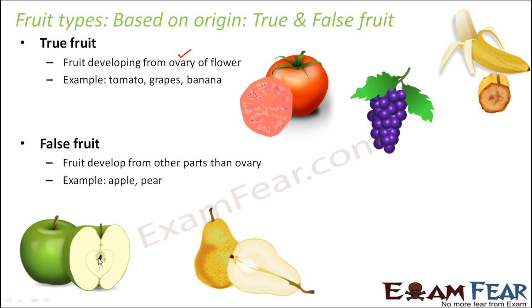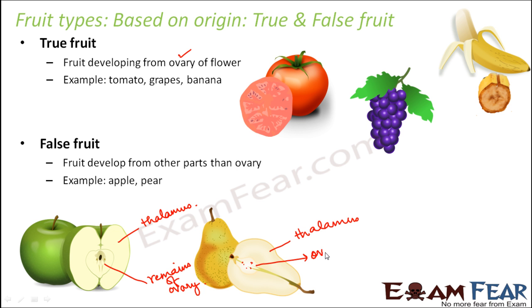So let us take the example of apple. In apple, the central core has the remains of the ovary. This is also not completely ovary, but it has remains of ovary. But this fleshy part is nothing but the swollen thalamus or receptacle, whatever you call it. Similarly, if you take the example of pear, in pear also the edible part is nothing but the enlarged thalamus, whereas the core at the center will have the seeds, and this core is the ovary, right? So these are some of the examples of false fruits. So when you have to define, true fruits are nothing but mature ovaries with seeds.